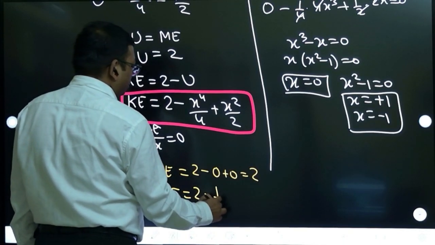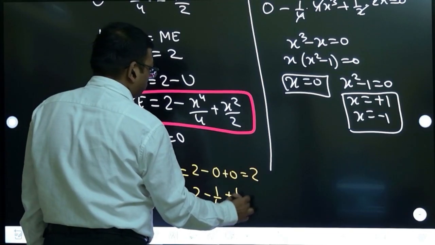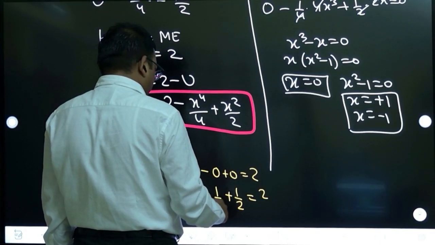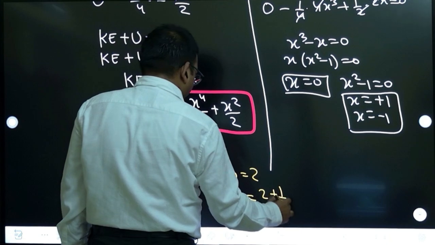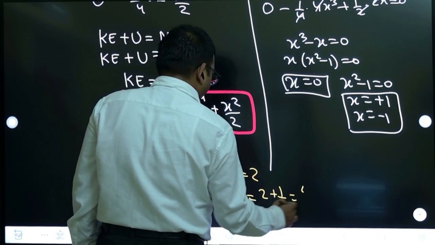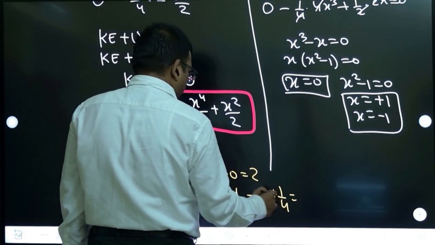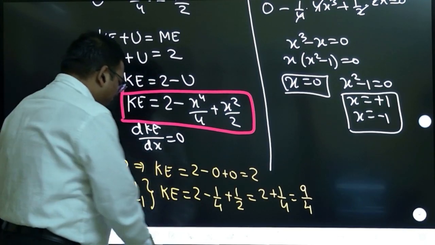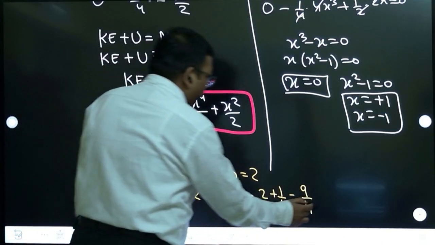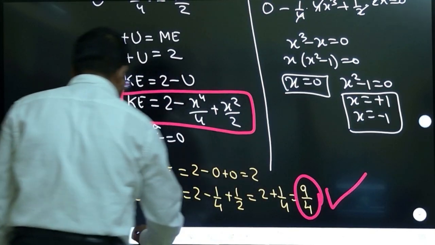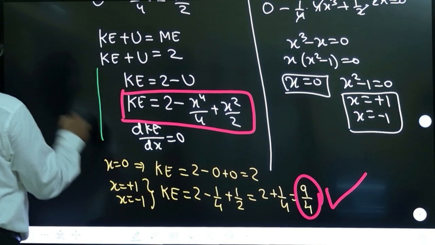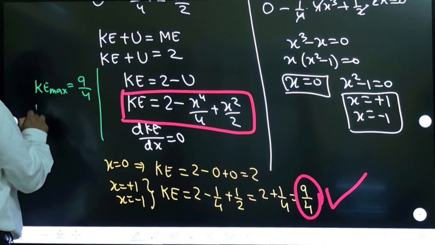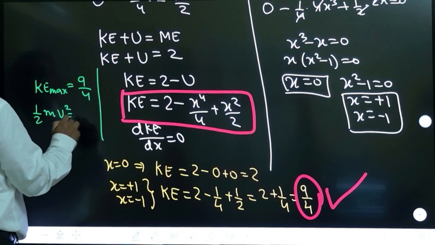2 minus 1 by 4 plus 1 by 2. Check how much it is: 2 plus half minus 1 by 4, so 4 into 2 is 8, that gives 9 by 4. Yes. So out of these values, this is the maximum kinetic energy, 9 by 4. Let us choose this maximum kinetic energy and calculate its speed. We already got kinetic energy maximum as 9 by 4. Now substitute half m v square and calculate the speed.